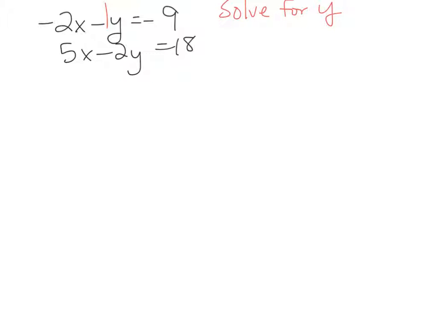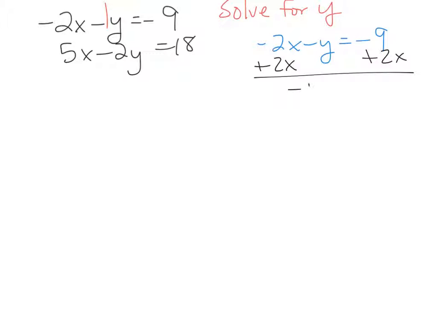So when I do that, I'll go ahead and rewrite the problem over here. I have negative 2x minus y is equal to negative 9. So again, you guys have been great at this. So if I'm solving for y, my first step is I'm going to add 2x to both sides. And then I end up with a negative y is equal to 2x minus 9. Well, again, I am not happy with that negative y.